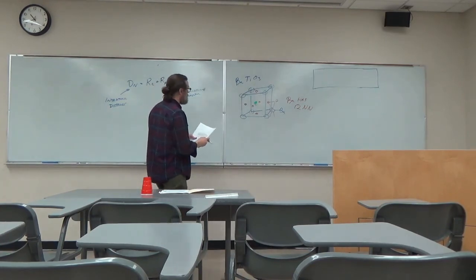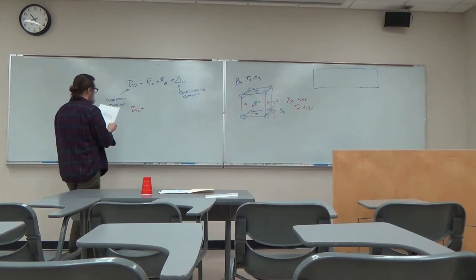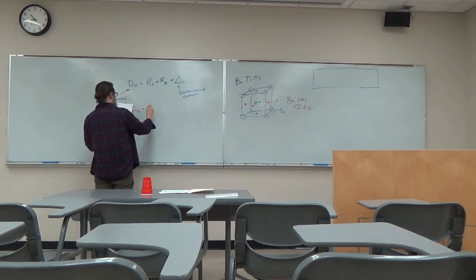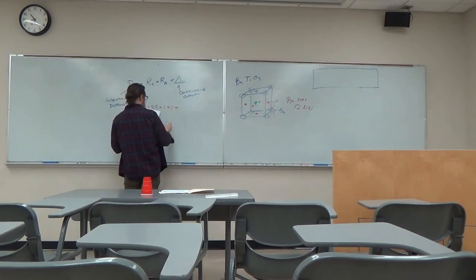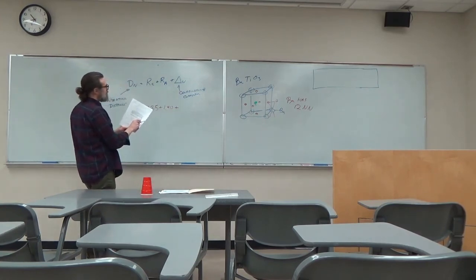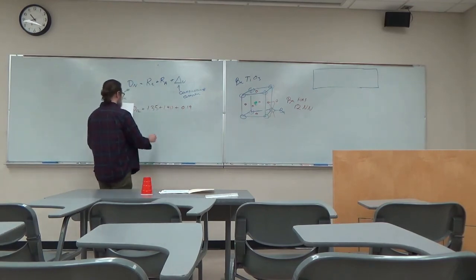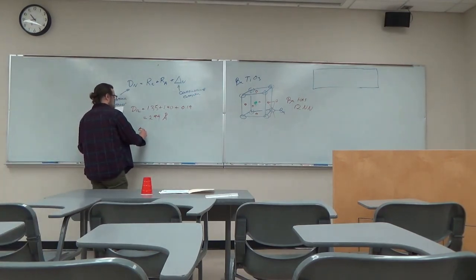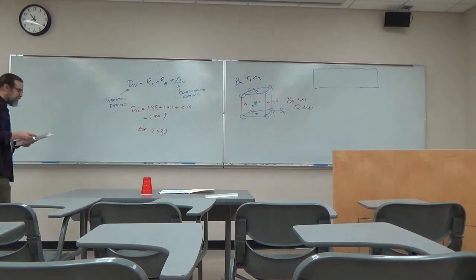So the interatomic distance is going to be the 12 plus the cation radius. Sorry, it's going to be equal to the cation radius, 1.35, plus the anion radius, 1.40, plus the coordination number correction, which in this case is 0.19, to get 2.94 angstrom. And the observed experimental value is 2.83. So it does work fairly well.